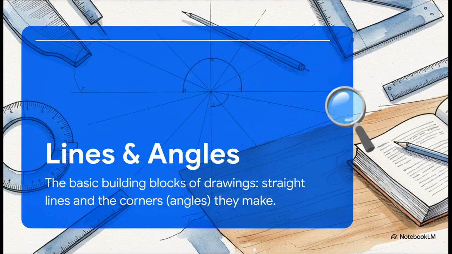Okay, first up, the absolute bedrock of our entire kit: lines and angles. These are our most basic bricks, just the straight lines and the corners they make. And think about it, just look around you right now. The edge of your screen, the corner of the room, they are, and I mean this literally, everywhere.